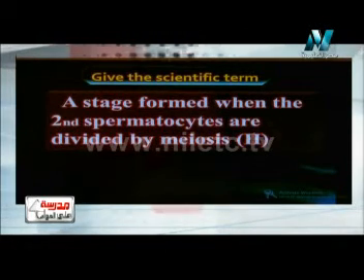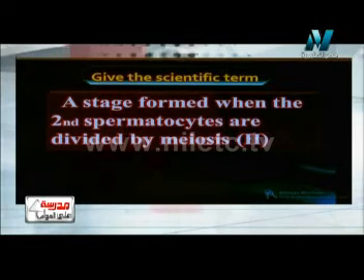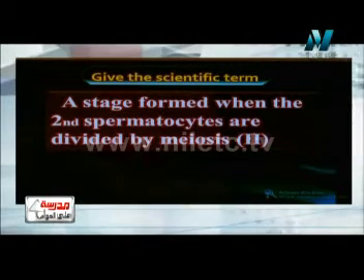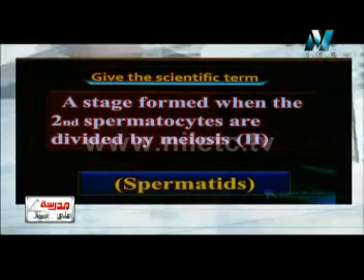The next question. A stage formed when the secondary spermatocytes are divided by meiosis 2. That's called the spermatids, which act as the end of the maturation stage.